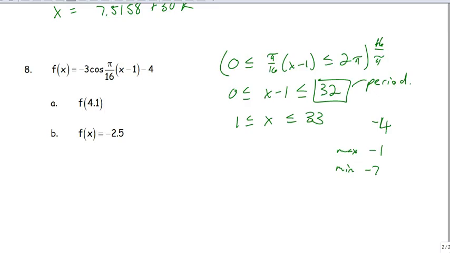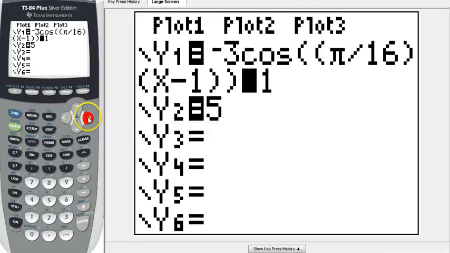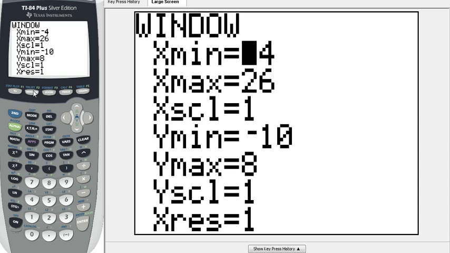And what was the last part? Minus 4. Okay, and let's go to our window.